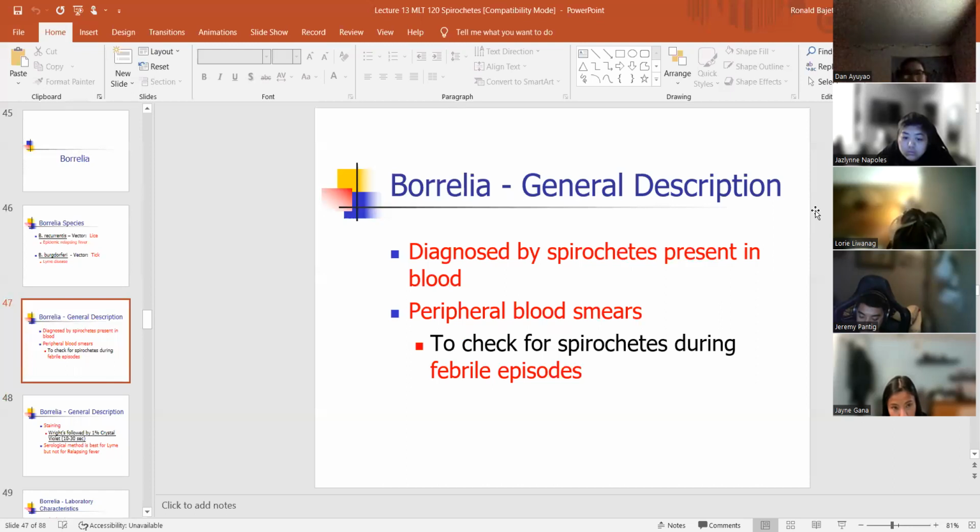Borrelia is diagnosed by spirochetes present in the blood, so you may see it on the peripheral blood smear. I've never seen any treponemes on the blood smear. Check for spirochetes during febrile episodes. When the patient spikes a fever, at the height of their fever, that's the best time. It's the same thing for malaria. At the peak of the fever, that's the best time to collect a specimen and run a peripheral blood smear.